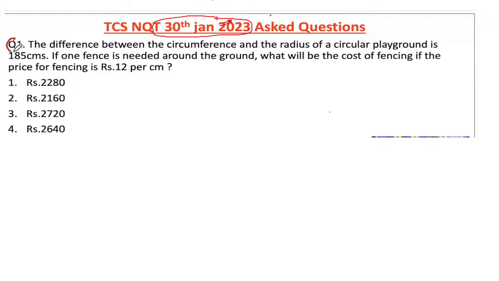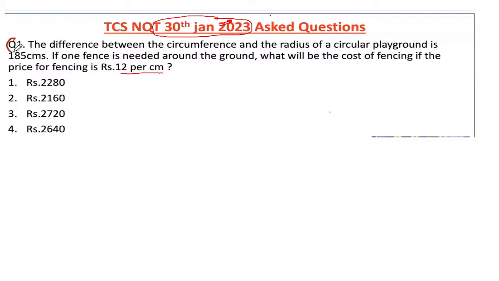Okay, so the difference between the circumference and the radius of a circular playground is 185 centimeters. If one fence is needed around the ground, what will be the cost of fencing, if the price for fencing is 12 per centimeter? Okay, students. So this is about a circular playground.